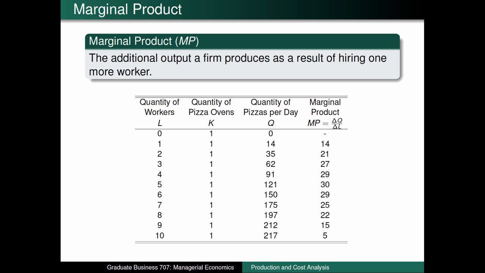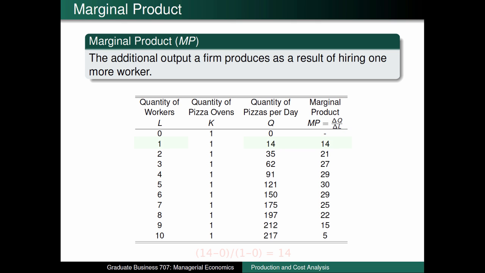Since we assume that more workers means more pizza, we refer to the increase in production when hiring an extra worker as the worker's marginal product. Notice that the pizza restaurant is unable to produce any pizzas without any workers. In other words, Q equals 0 when L equals 0. The pizza ovens won't make the pizzas themselves. Therefore, we have a dash associated with the value of marginal product when L equals 0, since we can't calculate an increase in production when there are no workers employed.